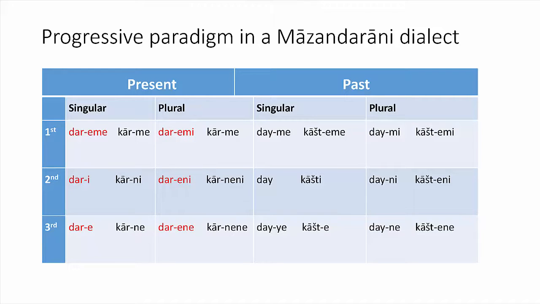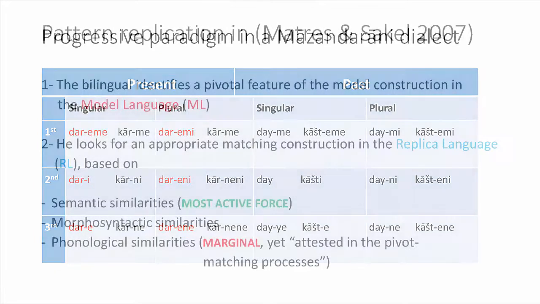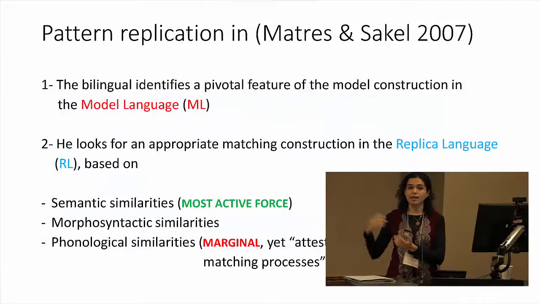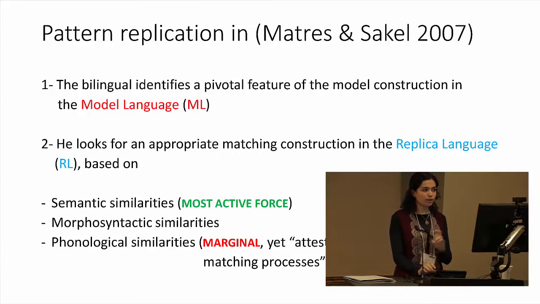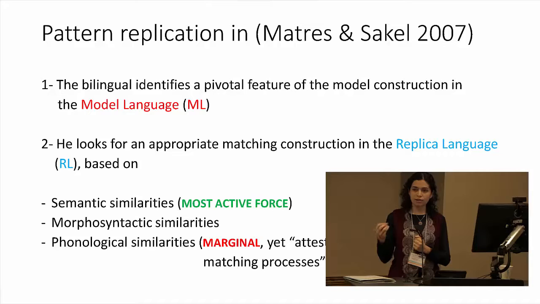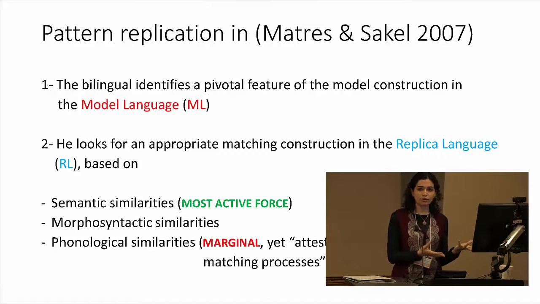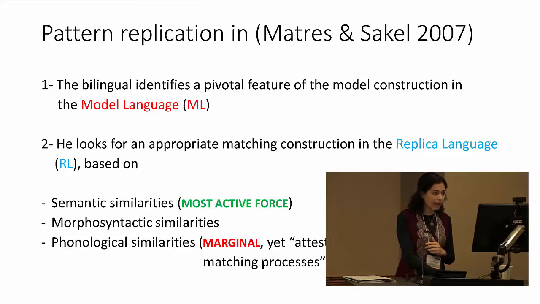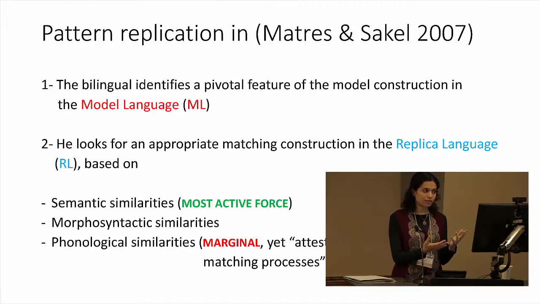Now, before I elaborate on the process of pattern replication that supposedly happened between Mazandarani and the Tehrani dialect, I explain the model that Matras and Sakel, 2007, suggest for a process of pattern replication. They say that first, the bilingual identifies a pivotal feature of the model construction in the model language. So the model language here is Mazandarani. After the bilingual identifies a pivotal feature, he looks for an appropriate matching construction in the replica language.